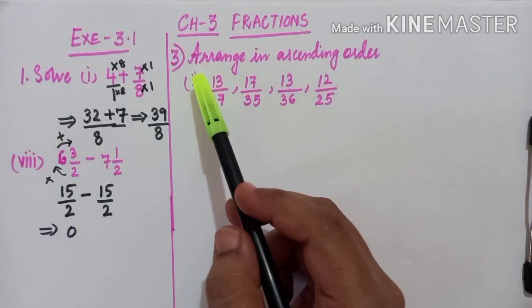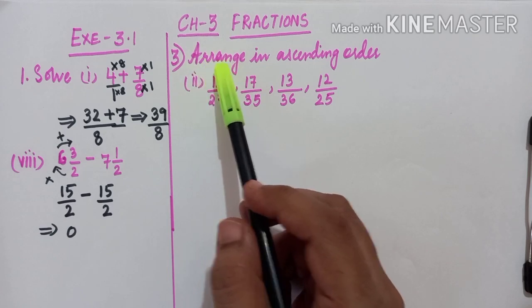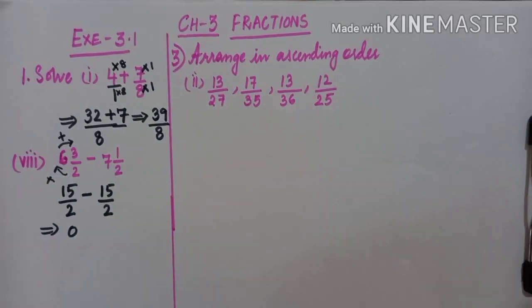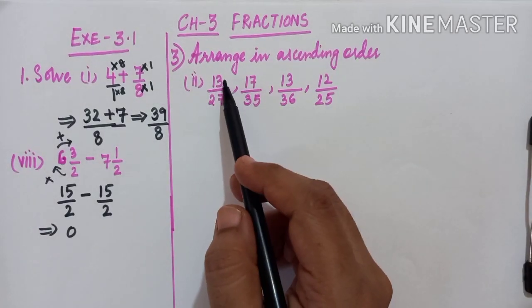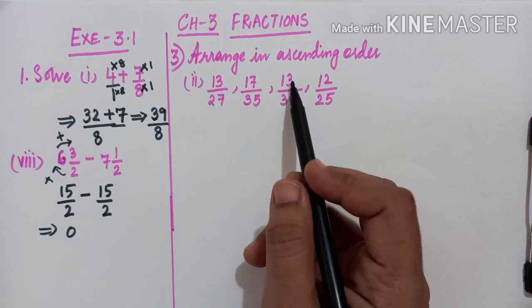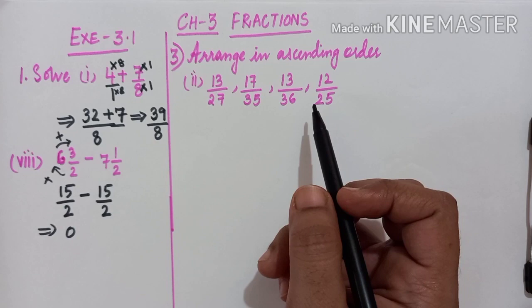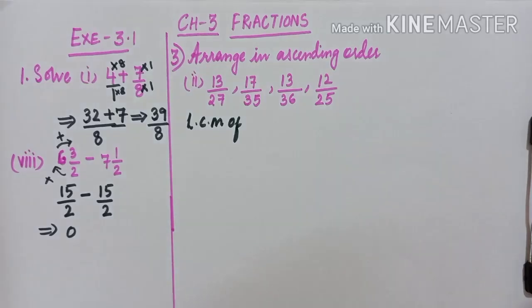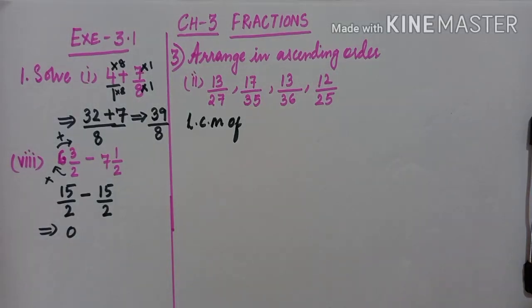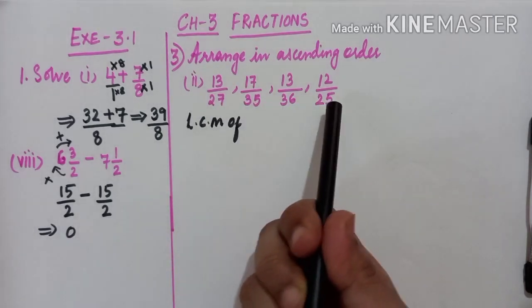Now the next bit, let us see the third bit: arrange in ascending order. Ascending order you know very well, it's small to big. The second question under that is 13 by 27, 17 by 35, 13 by 36, 12 by 25. All the denominators are different, so let us make all the denominators the same.